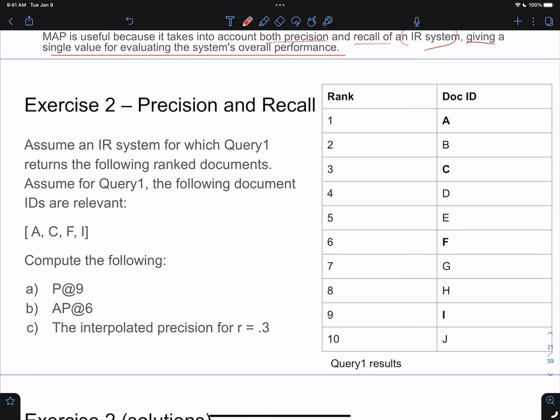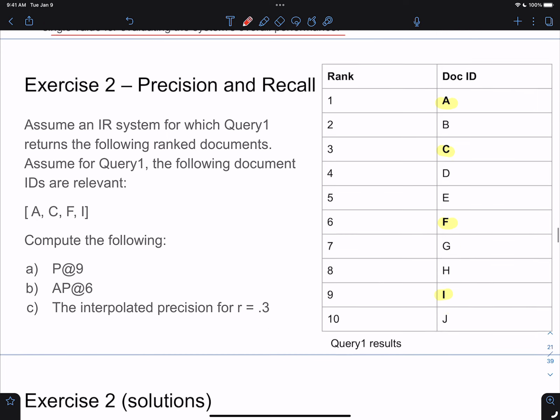So assume you have an IR system for which query 1 returns the following ranked documents. Okay, assume that for query 1 the relevant document IDs are A, C, F, and I, here in bold. Now I want you guys to calculate the precision at 9, the average precision at 6, and then the interpolated precision for R is 0.3. Now, I recommend just pausing this video and then trying to do the exercises. Otherwise, I'll be going through the solutions now.